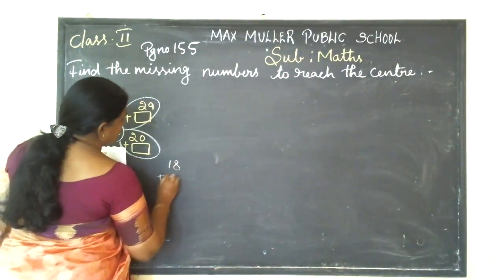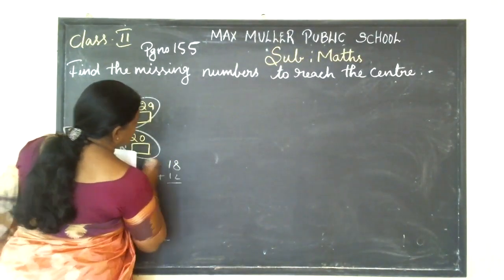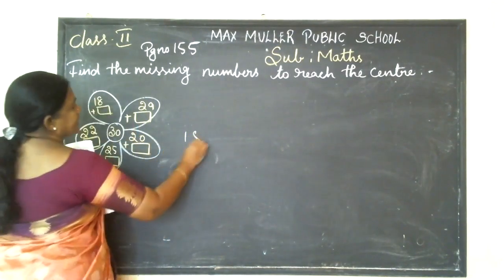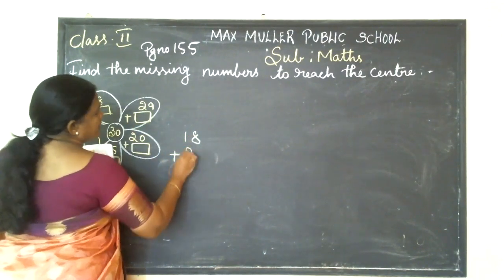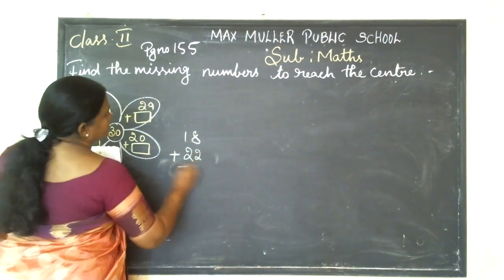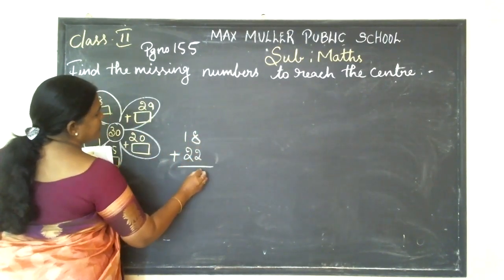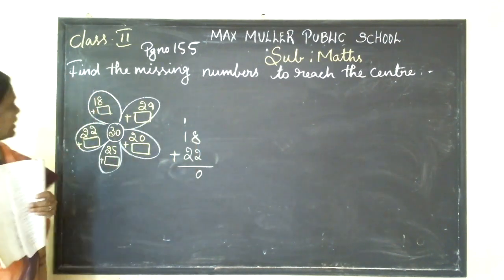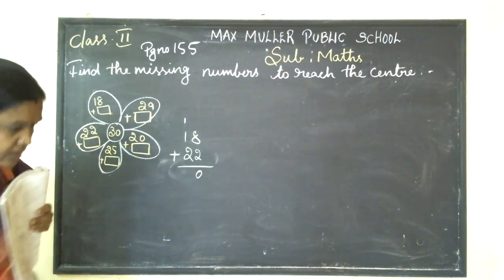Sorry, 18 plus, sorry, 22. If we add 22, you will get 40. 8 plus 2, 10. 1 you will borrow here. 40 will come now, children.